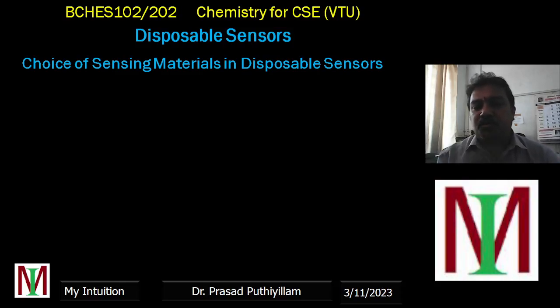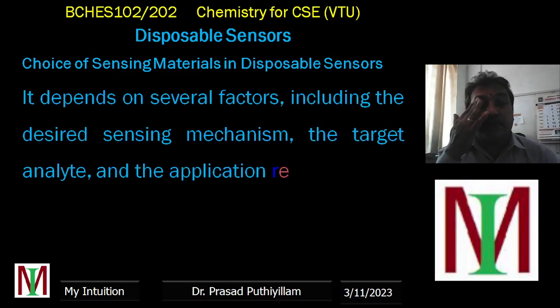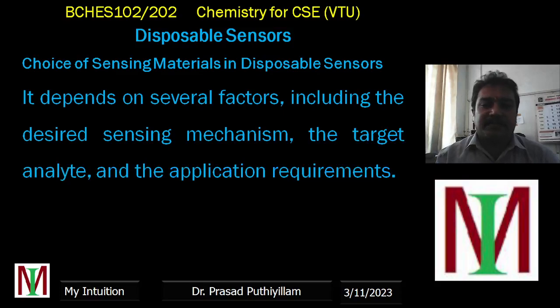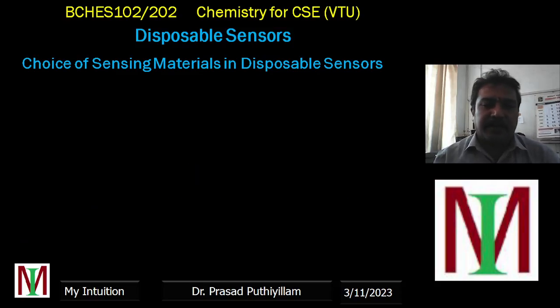Then, the choice of sensing material: how does a person who is working on a disposable sensor choose the sensing material, and what choices do they have? It depends upon several factors, which include the desired sensing mechanism, the analyte, meaning the sample that you want to analyze or the target, and the requirements of the application. Some key considerations are given here.